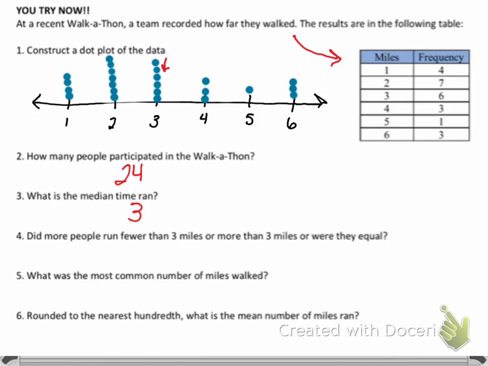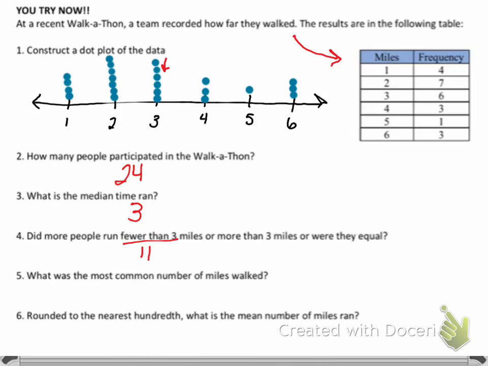For question 4, did more people run fewer than 3 miles, or did more people run more than 3 miles? It's kind of an interesting question, so let's break that down. How many people ran less than 3 miles? Well, that would be 11, right? Because there were 4 people that ran a mile and 7 that did 2 miles.